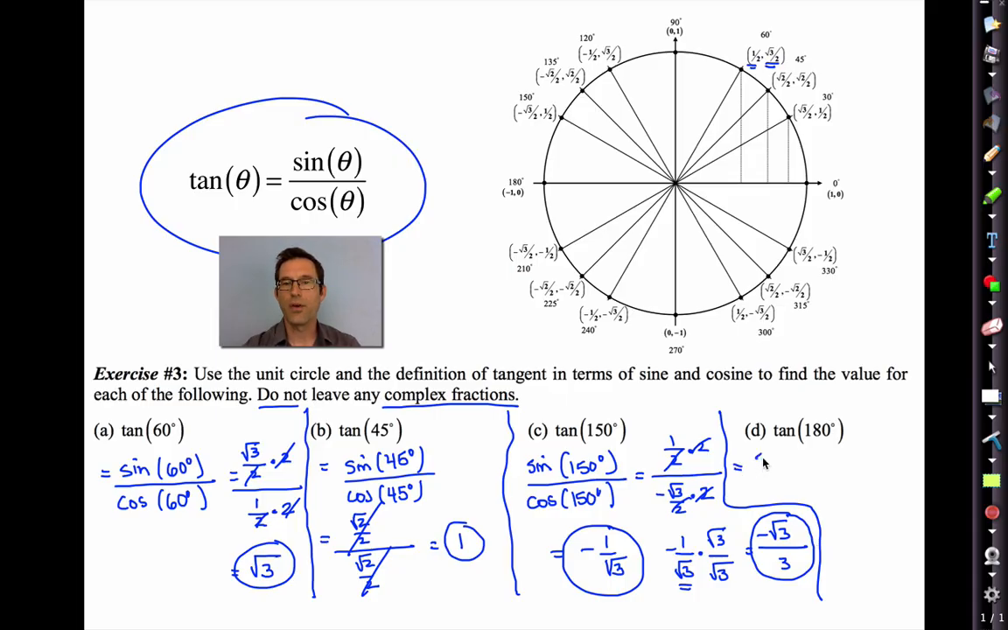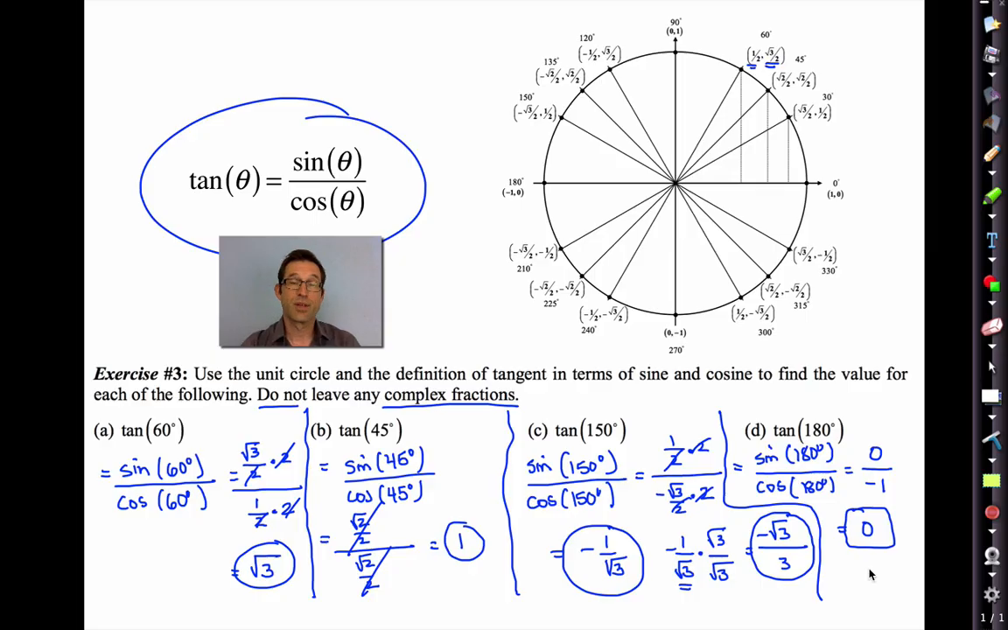The tangent of 180 is the sine of 180 divided by the cosine of 180. All right, the sine of 180 is 0. The cosine is negative 1, and 0 divided by negative 1 is 0.